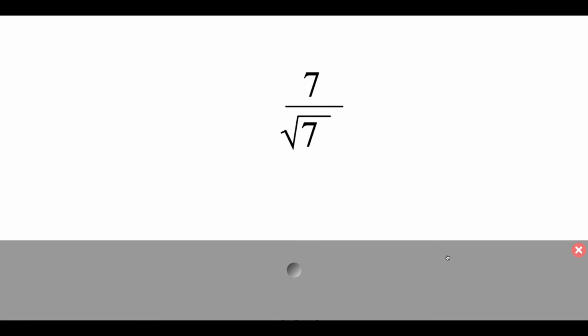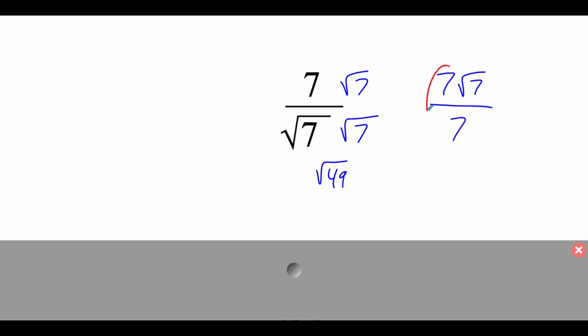Now this example is very similar, 7 over the square root of 7. I'm going to rationalize this by multiplying the square root of 7 on top and on bottom. So on top I get 7 times the square root of 7. On bottom, the square root of 7 times the square root of 7 is the square root of 49, but that's actually 7. Now if I look at these 7's on top and on bottom, they're both not underneath a radical, so we can divide them. 7 divided by 7 is 1 times that square root of 7. And again, I don't really need to have that 1 on it, so it's just the square root of 7.